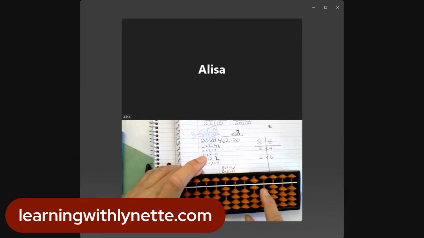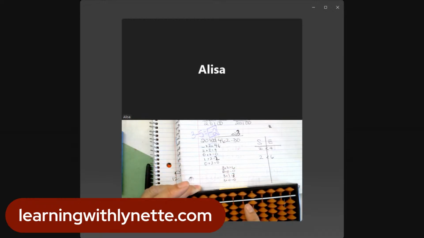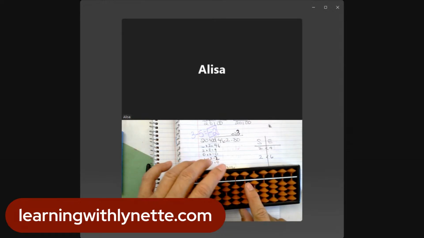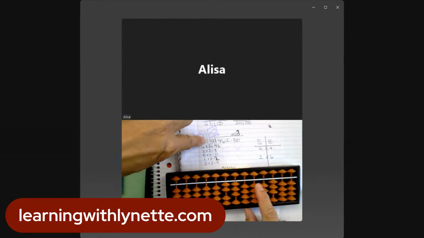Where are we? Here we go. What times 2 is equal to 6 or less? 2 times 3. But because I can divide it out, I have to skip this. So it's 2 times 3 is equal to 6. I take away the 6. 3 times 0 is equal to 0.